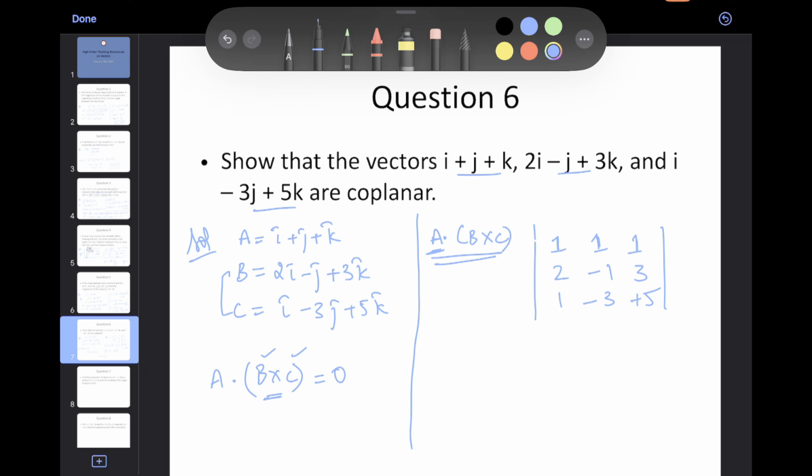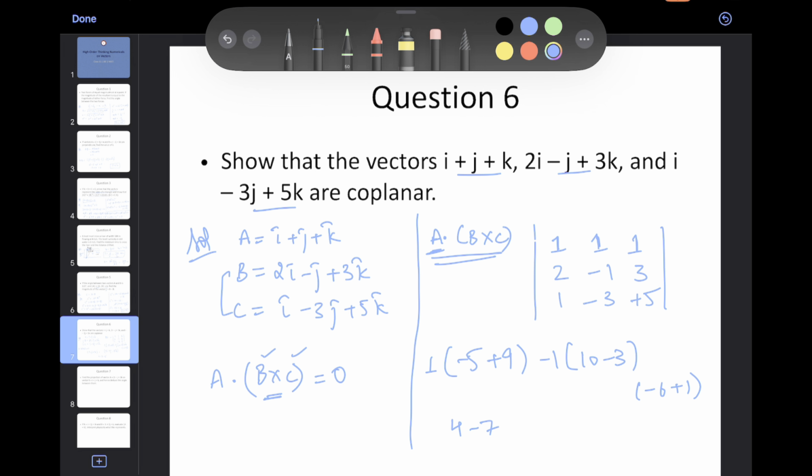First, we write i, j cap. Now you can write 1. Minus 1 into 5 is minus 5. Minus 3 into 3 is minus 9, and minus minus is plus 9. Then you can write minus 1. 2 into 5 is 10. Then minus 3. Then you can write plus 1, which is minus 6 minus minus plus 1. This is plus 4. 10 minus 3 is 7, minus 7. This, okay, not k cap, it's plus 1.